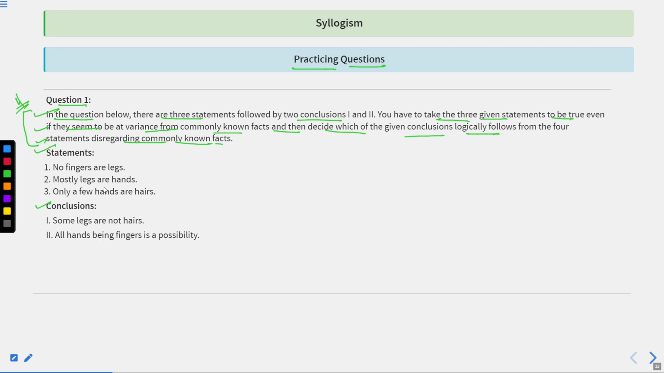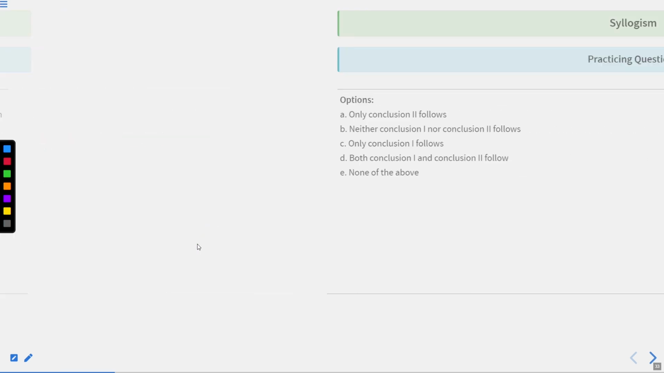Mostly legs are hands. Only a few hands are hairs. So can this particular statement be considered true? Most probably not. All hands being fingered is a possibility. I don't feel that there is any conclusion that can be derived.